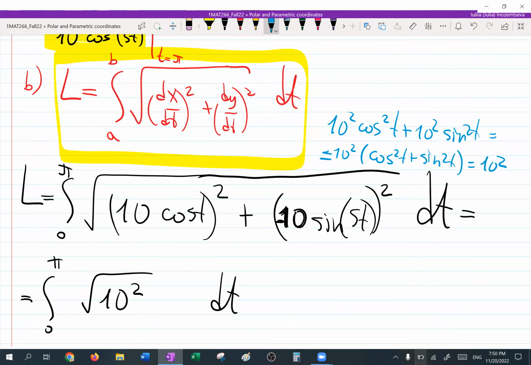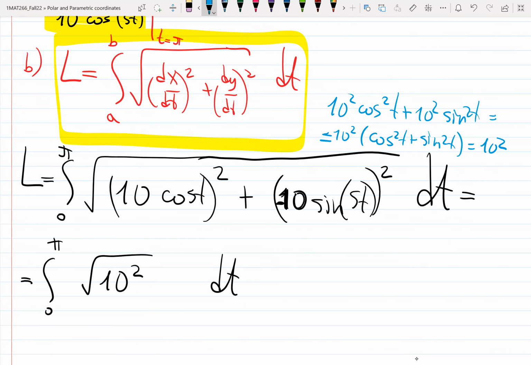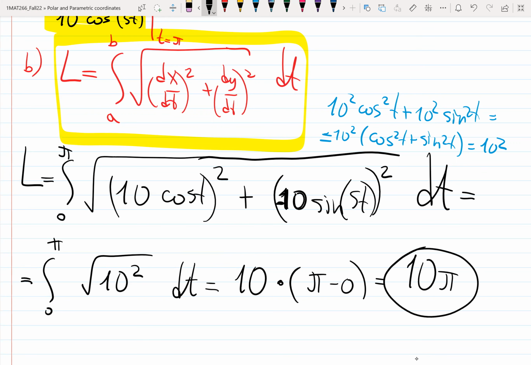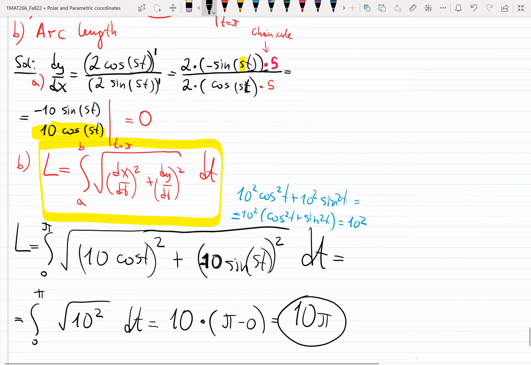My charge left is 30 percent, not bad. Does it make sense what I just did? So the answer follows right away. If you have an integral with just a constant inside, the answer of this integral is that constant, which is just 10, times the length of the interval, pi minus 0. So the answer is 10 pi. Thus, therefore, in conclusion, the arc length from 0 to pi on this curve, which is a circle, is 10 pi.